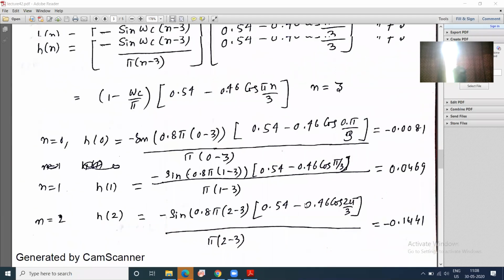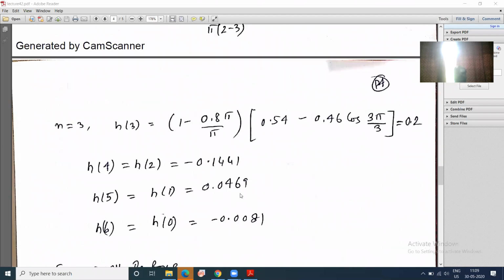Now for h3, we have to use this equation. So I have to use this equation: 1 minus omega c by pi, where 0.8 pi is the cutoff frequency, by pi, gives 0.4, and then we have to use 3 pi by 3 because n equal to 3. So this becomes 0.2.